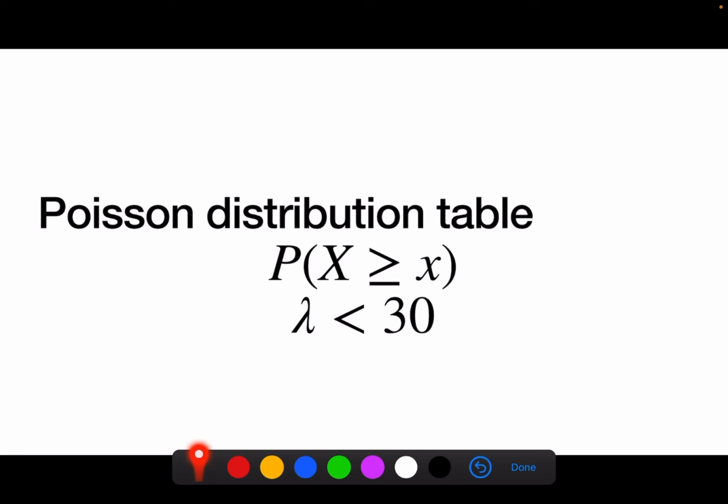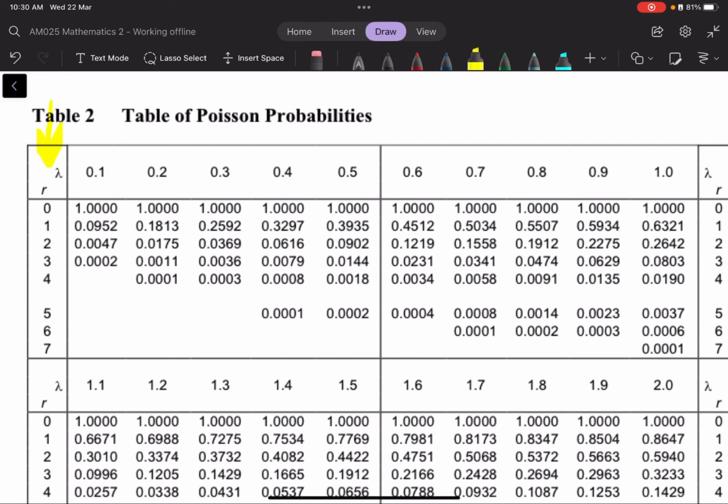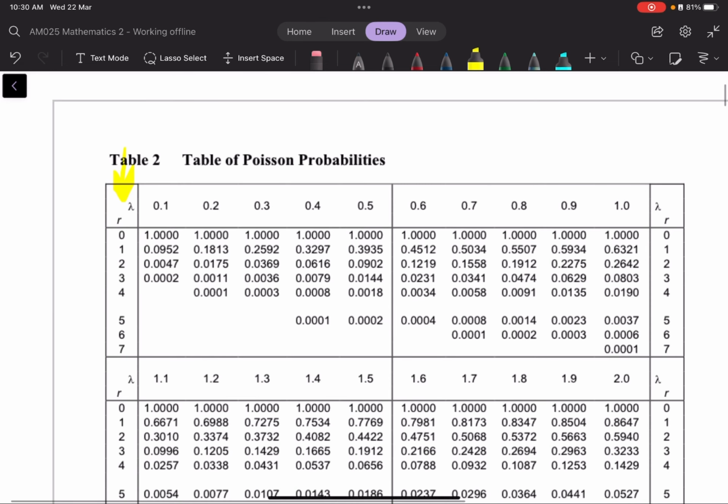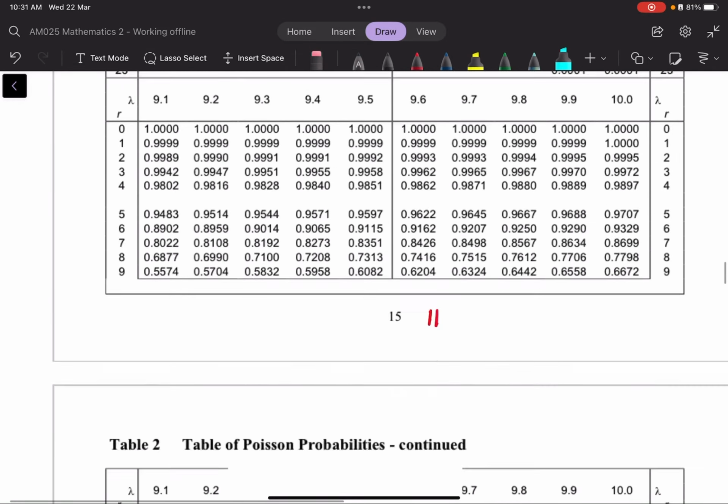Now, let's find the probability using the Poisson distribution table. For your table, you use the probability of x greater than or equal to x, same as binomial, and your maximum lambda is 30. If it's 31, it's not in the table, so use the formula. Look at your table here. The table has 2 sides, left and right. You have the same values for the first column, which is for the mean.